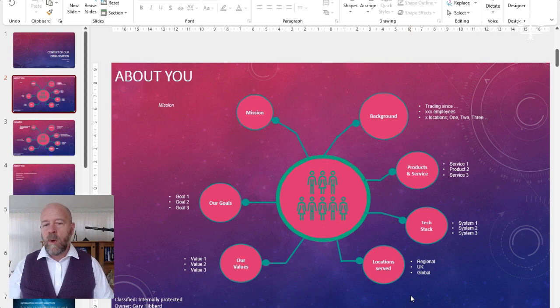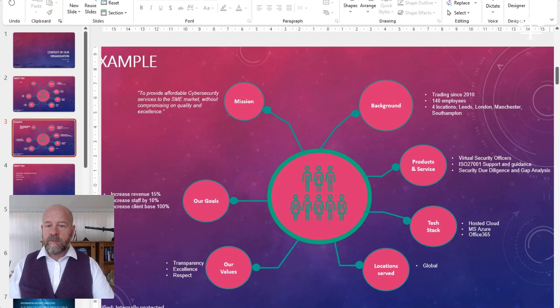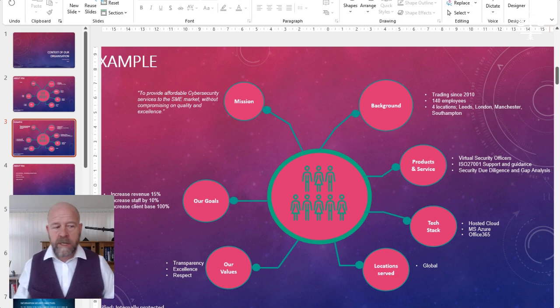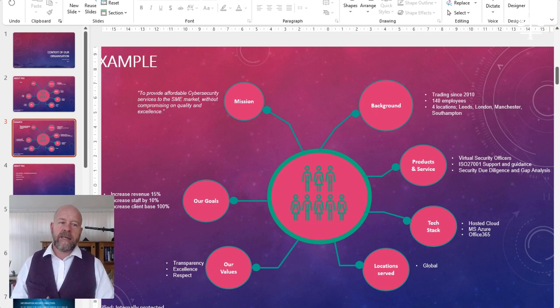And also on the opposite side of that, sort of the hard and fast information, we like to capture also what your goals are and your values, and maybe even, if you've got them, your objectives on this particular slide. An example here that we've just provided, again, just for your use here. Example: to provide affordable cybersecurity services to the SME market without compromising on quality and excellence. That's our mission. Now, we don't have 140 employees, but it's here for examples.